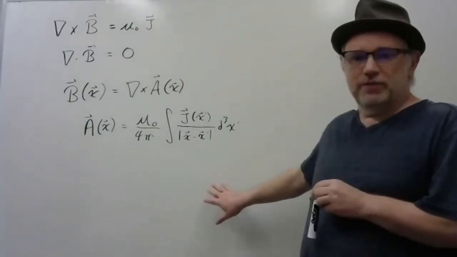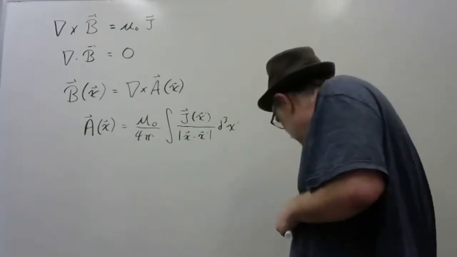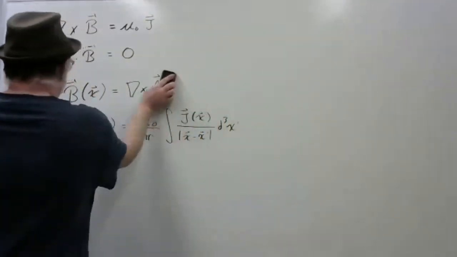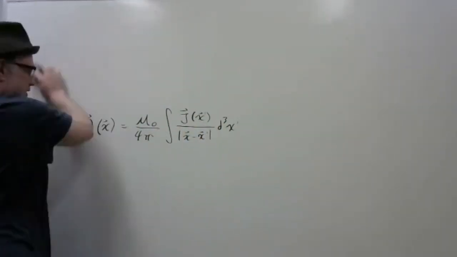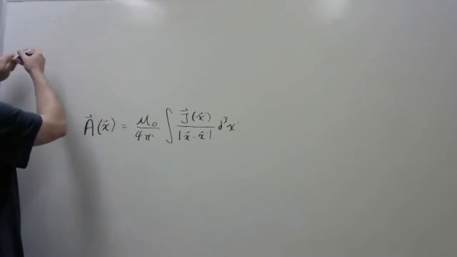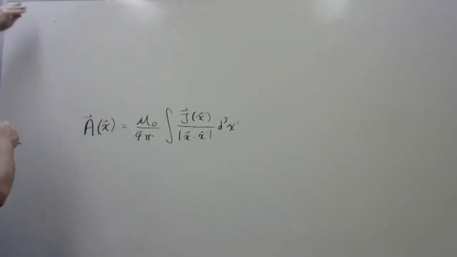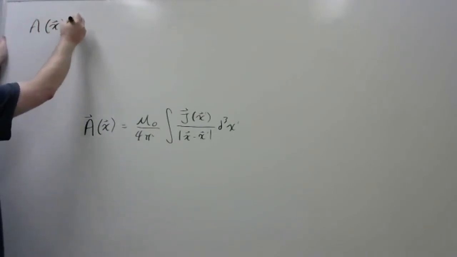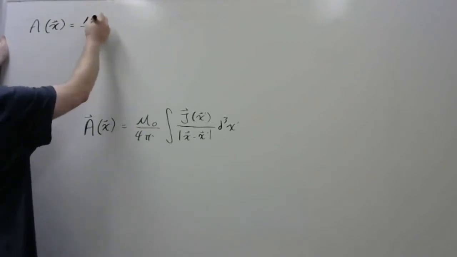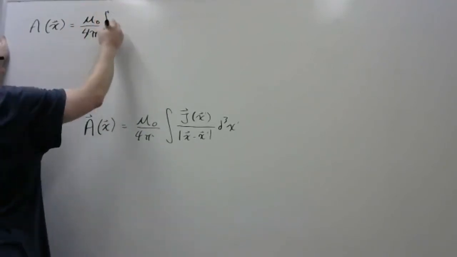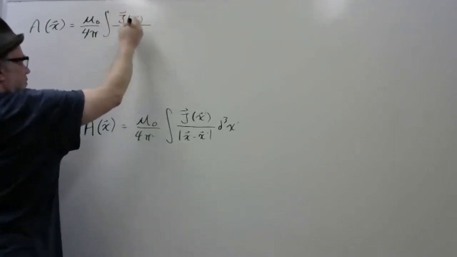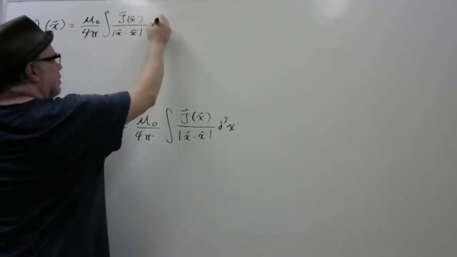But these are the equations from the last section that we're going to be referencing. So just keep those in mind. All right. Specifically, let me rewrite this up here, all the way in the corner. And A sub x is mu naught over 4 pi, integral over current sources.